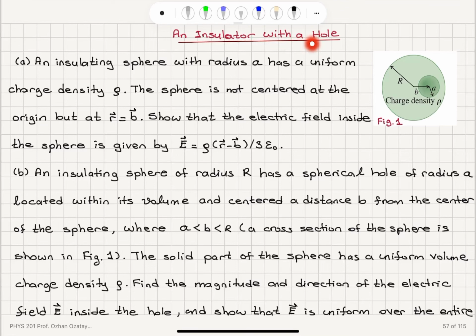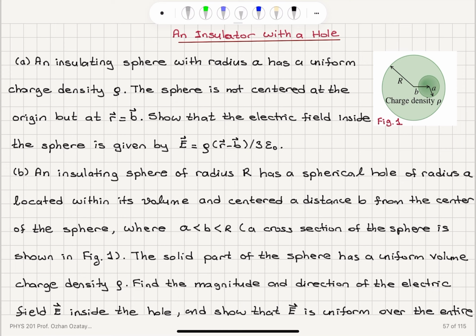An insulator with a hole. Part A. An insulating sphere with radius a has a uniform charge density ρ. The sphere is not centered at the origin, but at r equals b. Show that the electric field inside the sphere is given by E equals ρ (r vector minus b vector) divided by 3 epsilon 0.